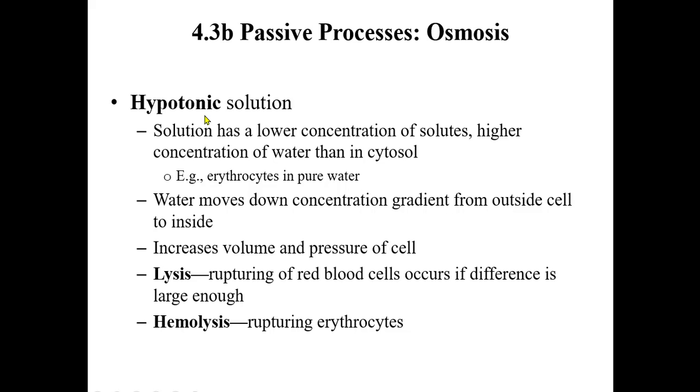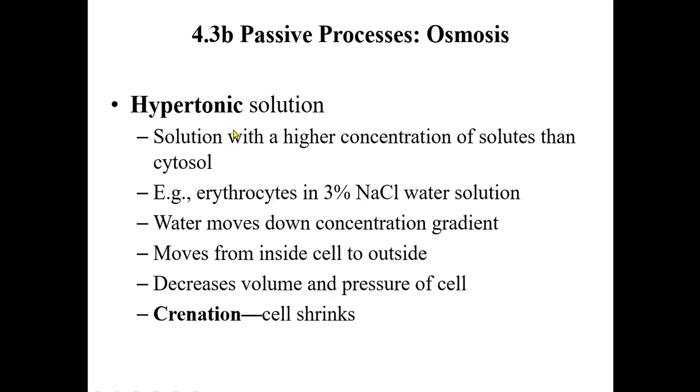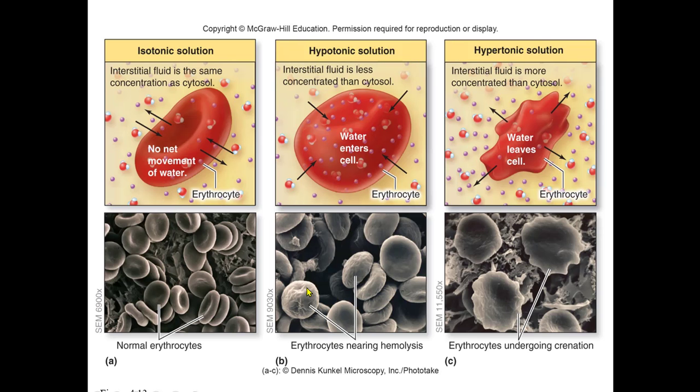Then hypotonic is the one that I said the cell is going to swell, causing edema, and then eventually lysis. And then hypertonic is the one that I said water will leave the cell and cause the cell to shrivel up. So the cell will shrink, and that's called crenation. And that's under hypertonic. Now, the picture is 1,000 words here.